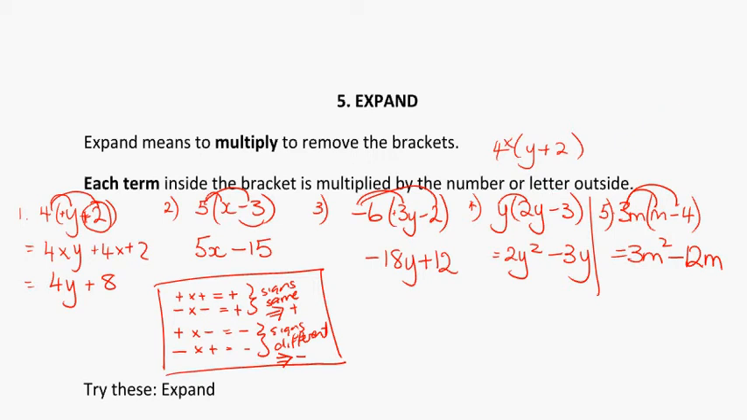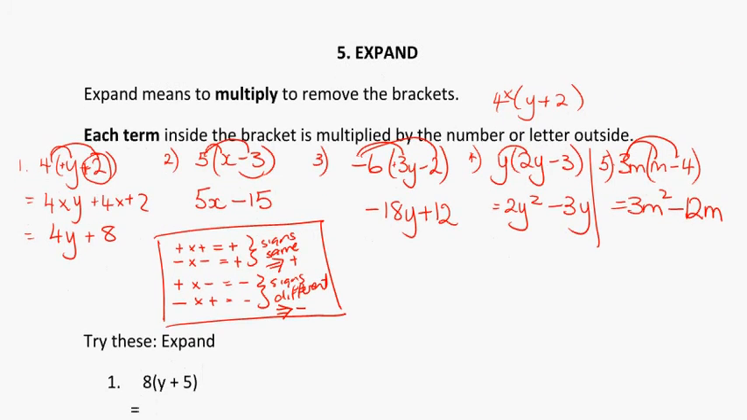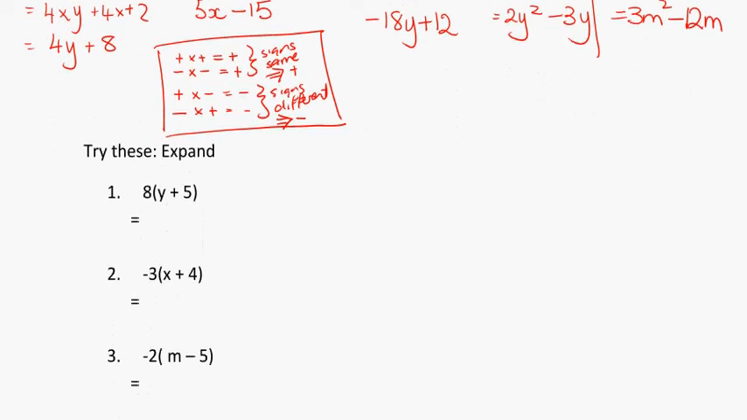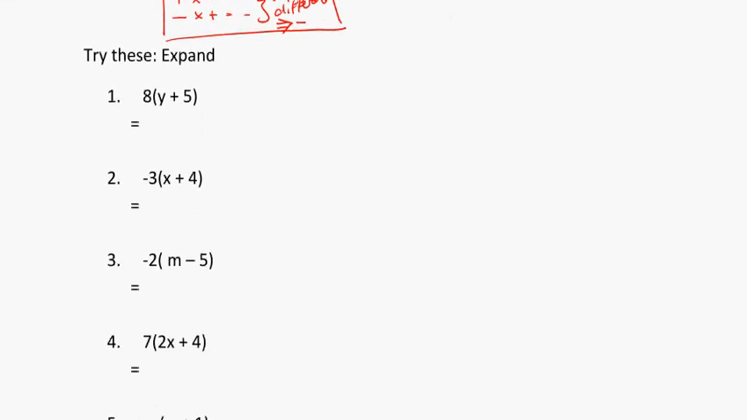Okay, let's try some examples. You do the first one. Okay, multiply the first terms together. 8 times y is 8y. 8 times plus 5 is 5 8s are 40, and that just goes there. Okay, the next one.